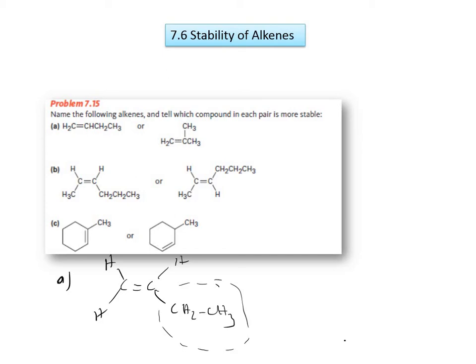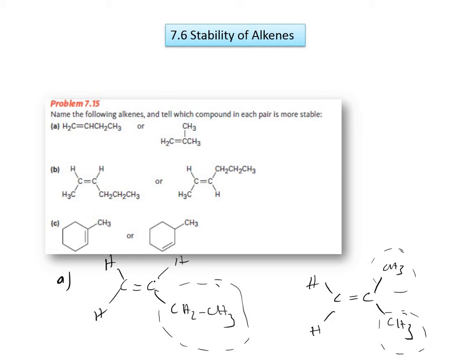Let's look at the other one. The other one has a carbon-carbon double bond. It has two hydrogens here, and here we have one methyl and a second methyl group, CH3 and CH3. If you look at this molecule, it has this methyl substituent and this methyl substituent. We have two substituents. This is a disubstituted alkene.